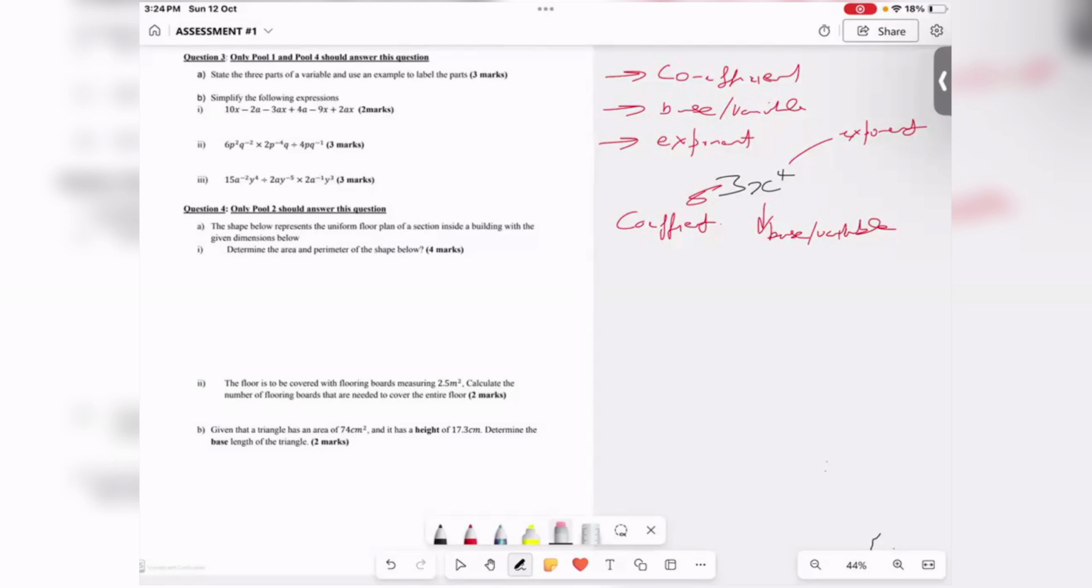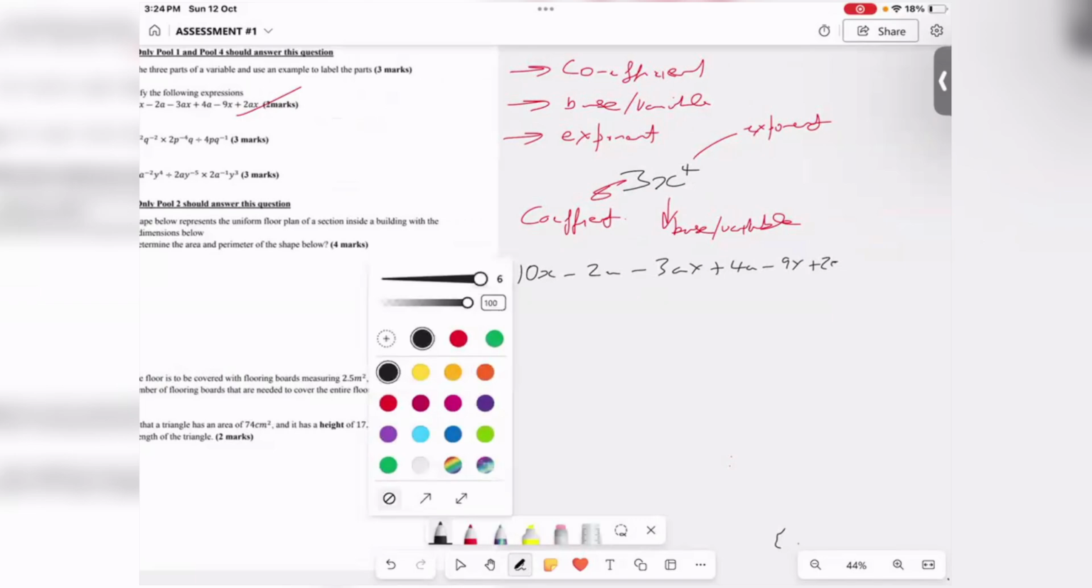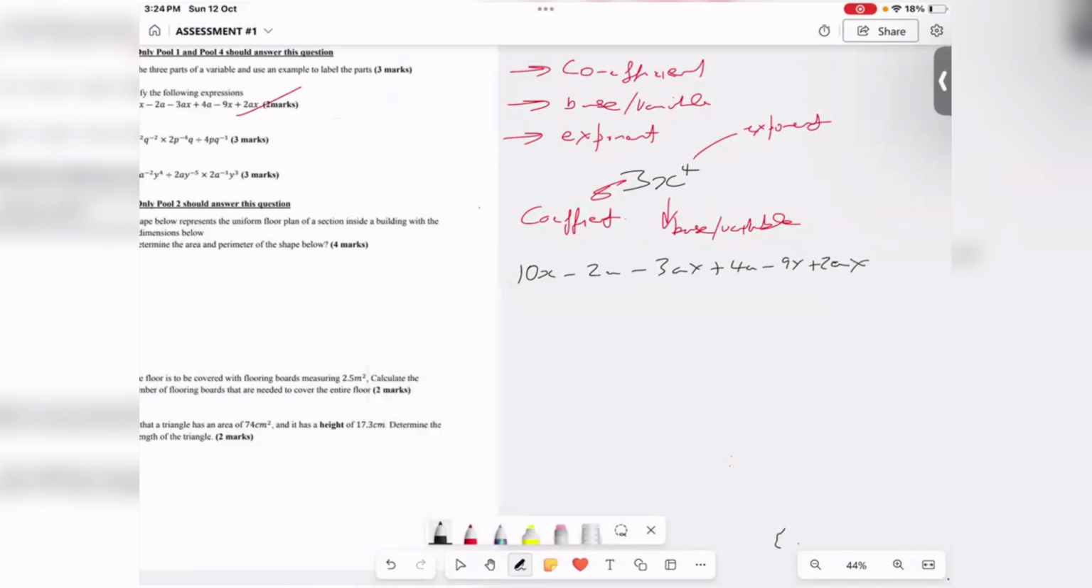Simplify the following expressions. We're right here, guys. If you're not following me on the screen, we're right here. We have 10x minus 2a minus 3ax plus 4a minus 9x plus 2ax. All right, so this one is kind of straightforward.